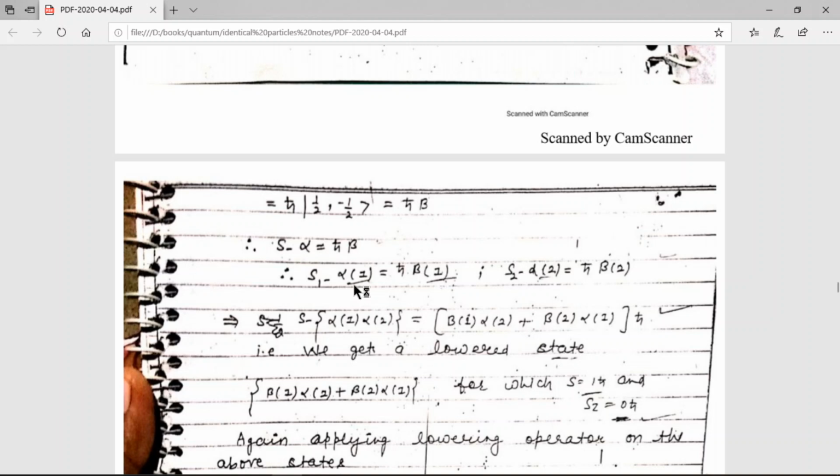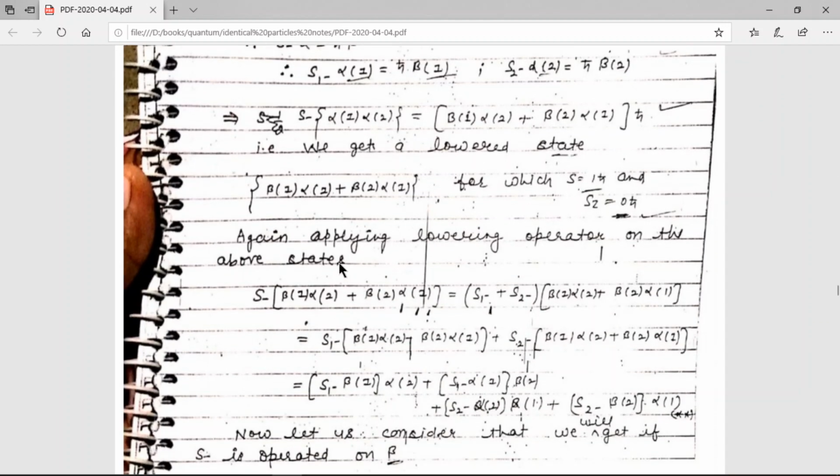Now applying on the first particle, it will give us beta 1, and applying on the second particle it will give us beta 2. Now applying the s minus operator on the combined state of alpha 1 and alpha 2, we get this result in the first term. Here we apply the product rule. Firstly apply s1 on this part, keeping this part constant. In the second part, keep this part constant and apply the lowering operator on this part, and we will get this result.